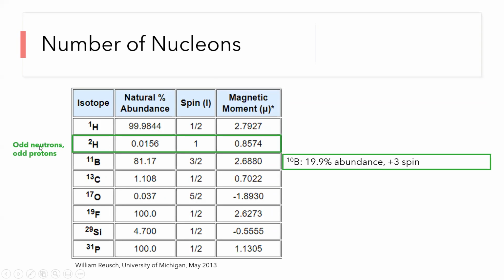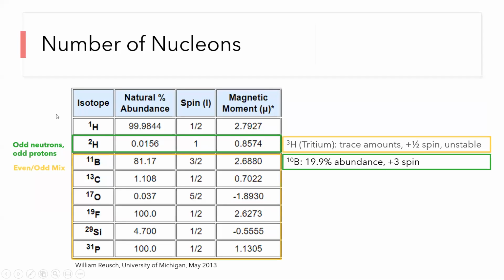When the nucleus has an odd number of neutrons and an odd number of protons, they'll have an integer spin. So 1, 2, 3. Hydrogen 2 has a spin of 1. Boron 10 has a spin of 3. And hydrogen 1 technically falls into this category, except that it doesn't have any neutrons. So it's a little bit of an exception. It has a spin of a half.